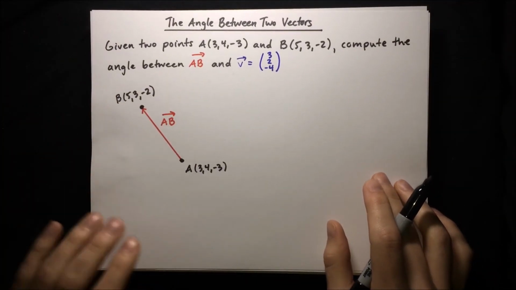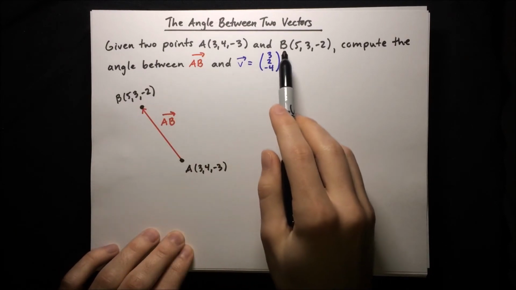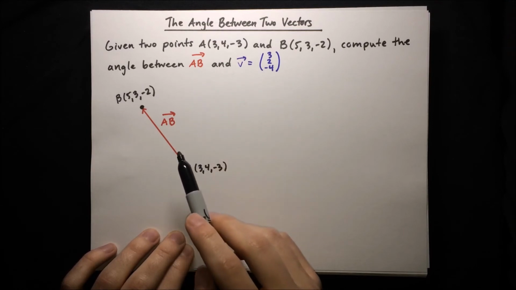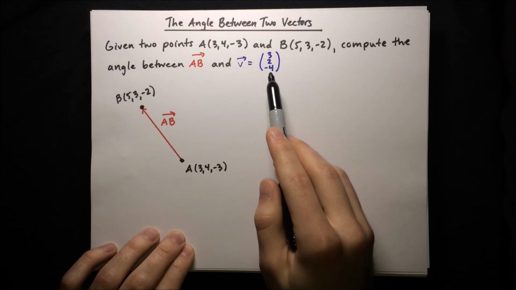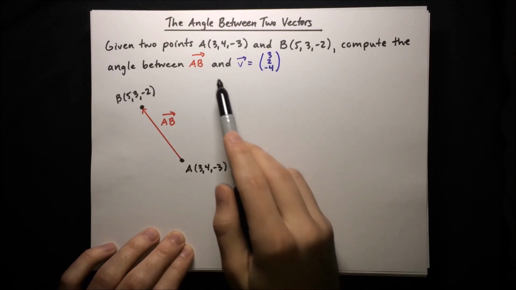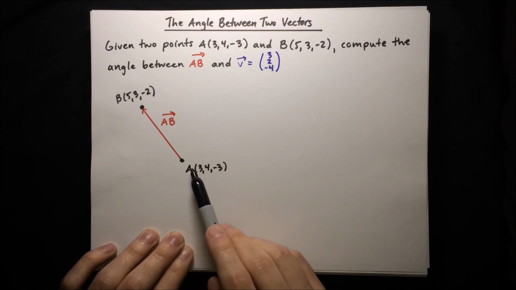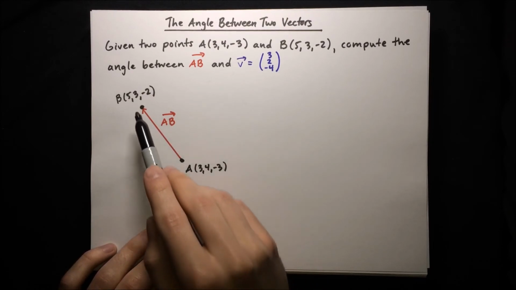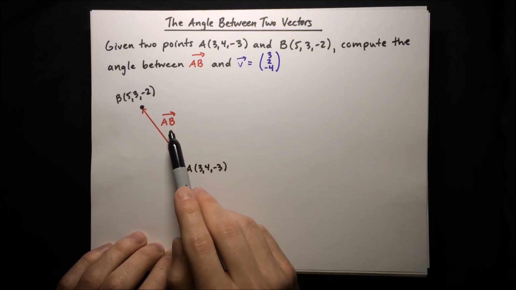Here's another example which mixes things up a bit. We're given 2 points, A and B, and we want to compute the angle between AB, the vector from A to B, and the other vector, V, which is 3, 2, negative 4. So here we've got a diagram of the situation, and we've got A, we've got B, we've got our vector AB, which runs from A to B. But how do we express the components of AB? How do we get those?